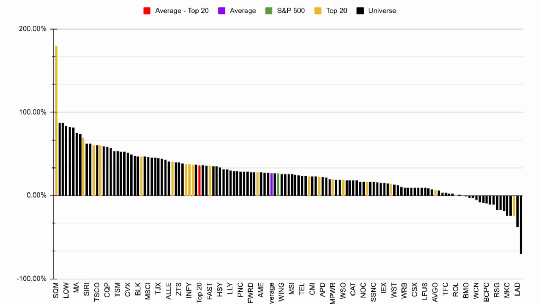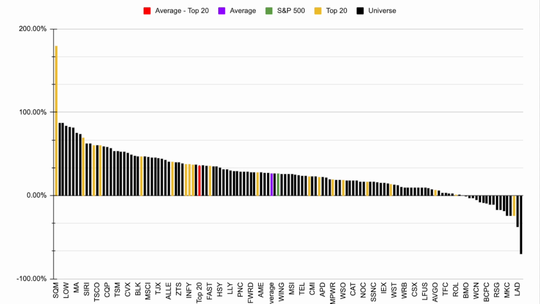Here's a visual to show you where each stock and the averages fall on the return spectrum. The top 20 stocks that were selected for the portfolio are shown in yellow. The rest of the universe is shown in black. The red bar shows the average return for the top 20 stocks. The purple bar is the average return for the entire investable universe, both chosen and not chosen stocks. And the green bar is the return for the S&P 500. You can disregard the ticker symbols at the bottom, as they aren't lined up with the correct stock. I forgot to include them when sorting the data, and didn't feel like redoing the chart.